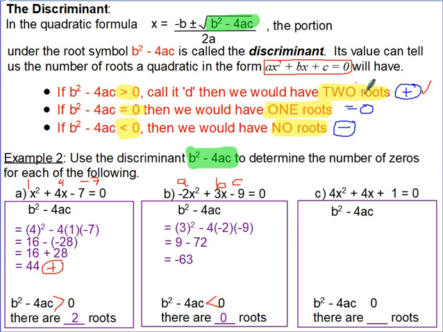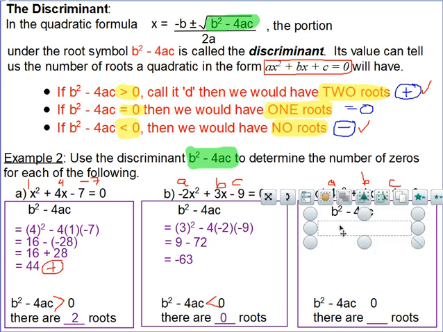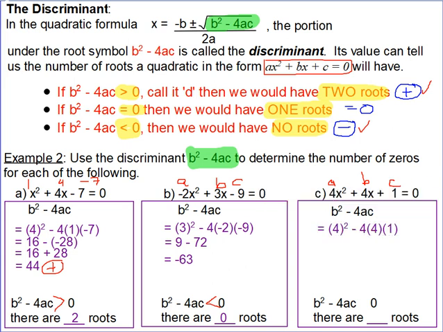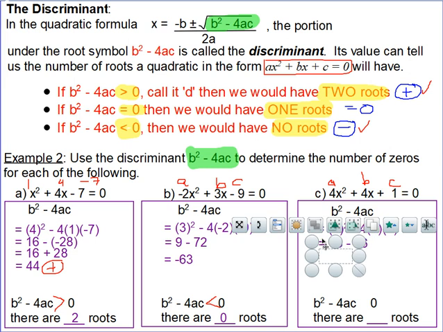Lastly, another example, right here: 4x squared plus 4x plus 1 equals 0. It is in ax squared plus bx plus c equals 0 form. We call that standard form. So the a value is positive 4, the b value is positive 4, and the c value is positive 1. We're going to plug this into the discriminant: 4 squared minus 4 times 4 times 1. No problem here. 16 minus 16. Oh, would you look at that?